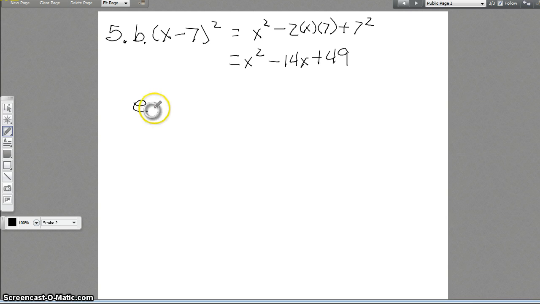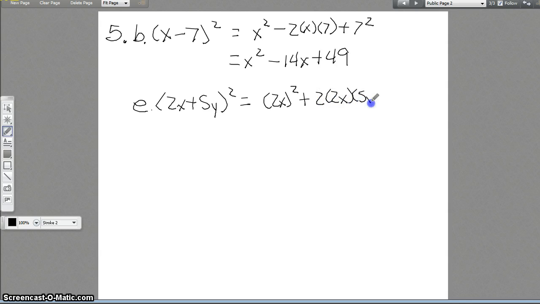And then part E is 2x plus 5y, quantity squared. So again, since it's the square of a binomial, we can use our method, which is to square the first term. So we have 2x, and we're going to square it. And then we're going to double the product. So plus 2 times 2x times 5y. And then we square our last term, 5y.